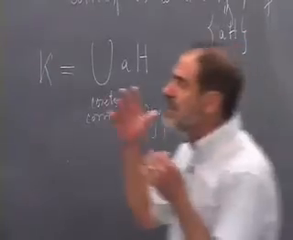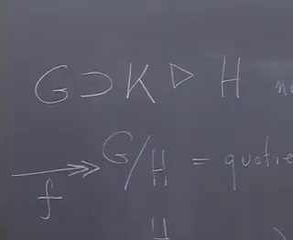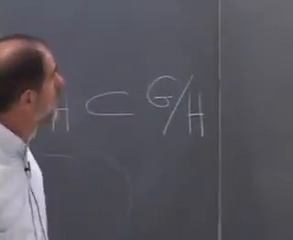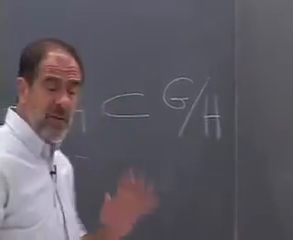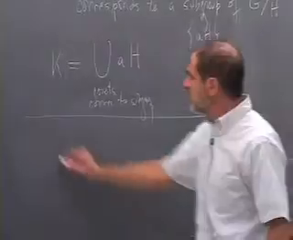So in other words, there's a bijection between the subgroups of G containing a normal subgroup and the subgroups of this quotient group. Okay? So that's important, and I'll give you an example of this, which we'll use later on.